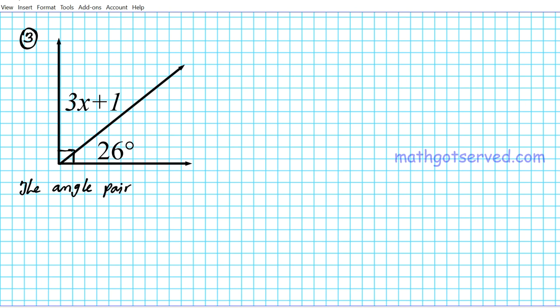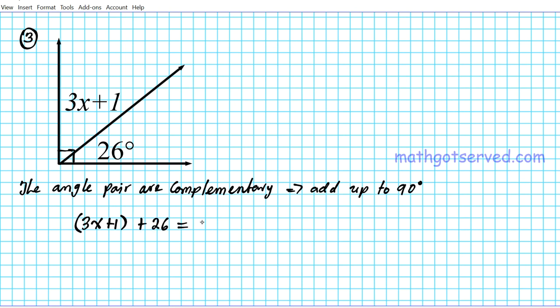are complementary, and complementary angles basically are angles that do what? Complementary angles add up to 90 degrees. So don't forget, supplementary adds up to 180 and complementary add up to 90 degrees, okay? So these two angles, 3x plus 1 and 26, they add up to 90 degrees.